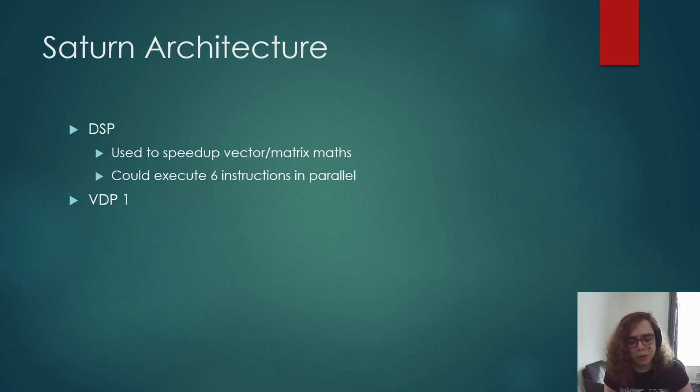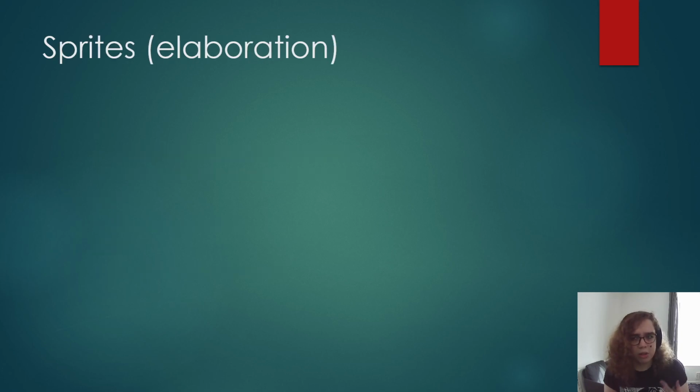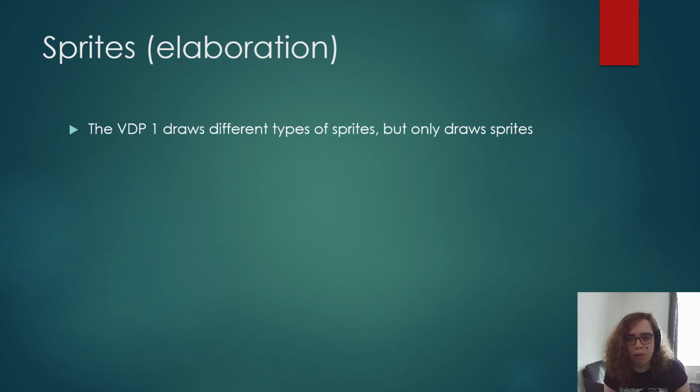So the next chip is the VDP1. The VDP1, it's pretty simple. It's predominantly used for drawing sprites. And the second last chip is the VDP2. This one is just used to draw backgrounds, right? Now, I do want to elaborate a little bit on the sprite stuff here.